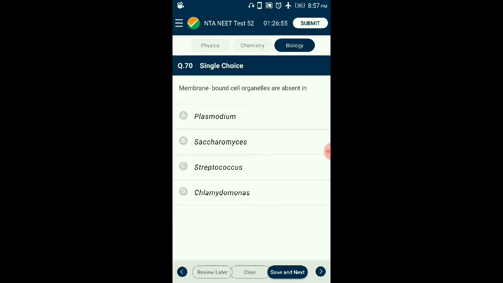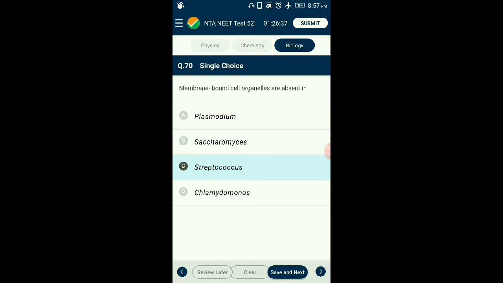Question number 70. Cell organelles are absent in. Streptococcus is a genus of bacteria that have coccus-shaped cells. Bacteria are known as the prokaryotic cell type, which is characterized by a lack of membrane-bound organelles and nucleus. So the answer is option C, Streptococcus.